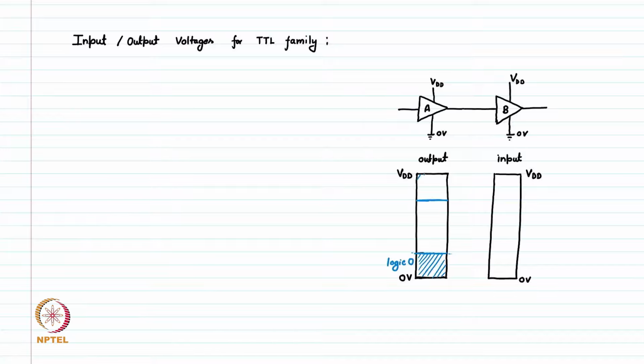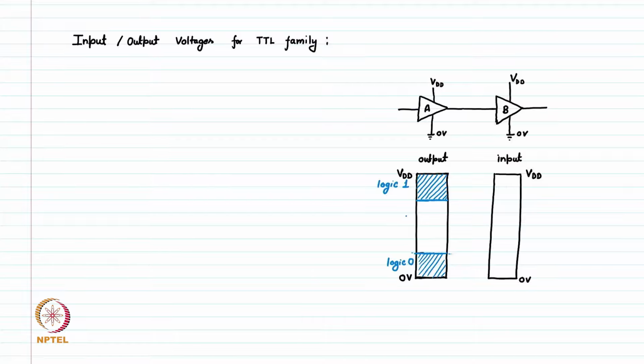So, this logic high need not be a complete VDD, but can be a lower value less than VDD. Let us say typically 200 millivolt lesser than VDD. So, this is still acceptable as logic 1.